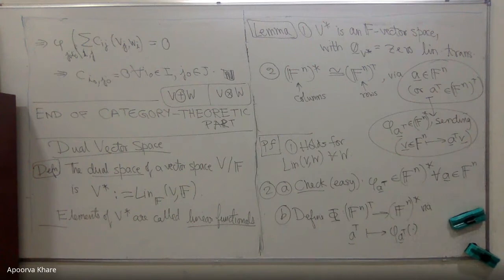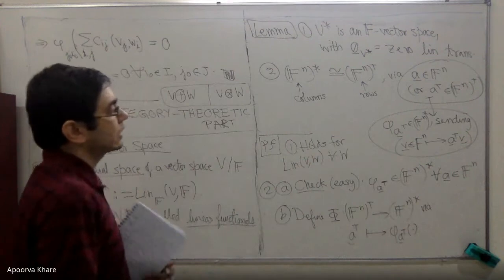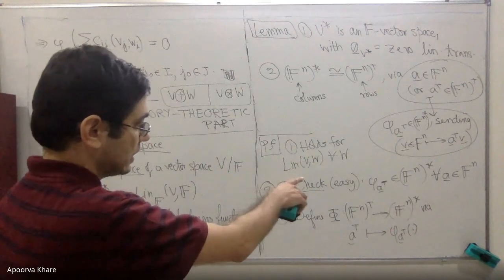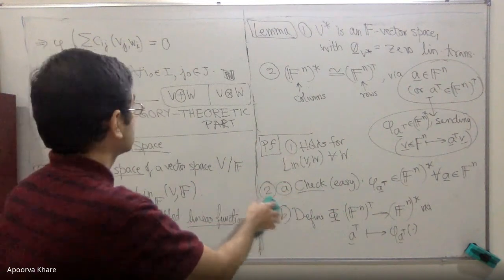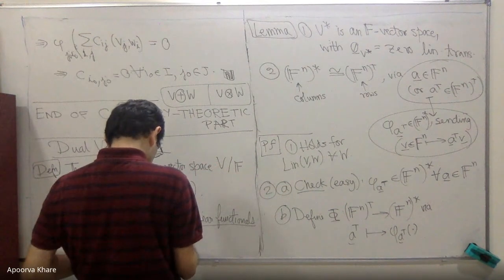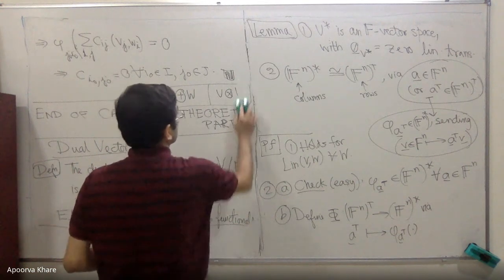Define this thing. Clearly now, because we checked that this is indeed a linear map, it is in Fn star, so this indeed lands in Fn star. Now we have to check many things. We just have to check it's a linear isomorphism. So we have to check it's a linear map, it's one to one, and onto. I think that's all that we have to check. And that will be it.